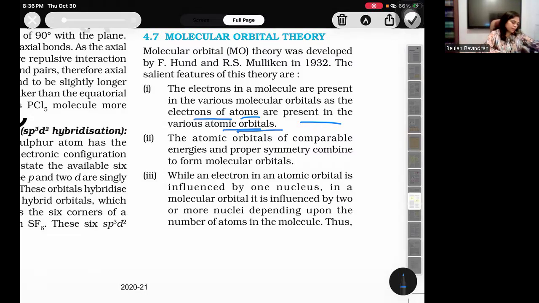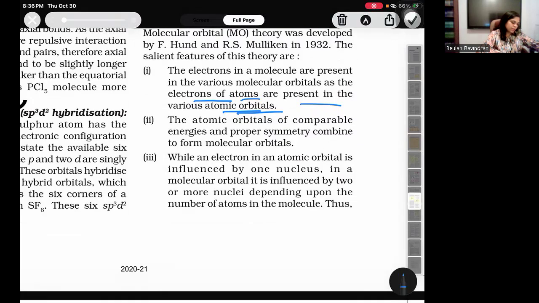The atomic orbitals of comparable energies and proper symmetry combine to form molecular orbitals, right? So what it says: atomic orbitals of similar energies and appropriate symmetries combine to create molecular orbitals. Of course, without atomic orbitals, there are no molecular orbitals.